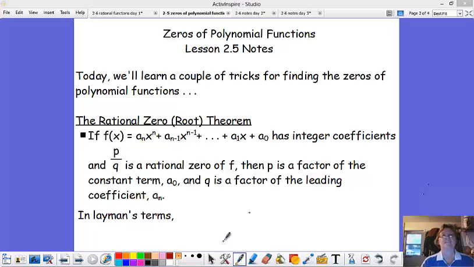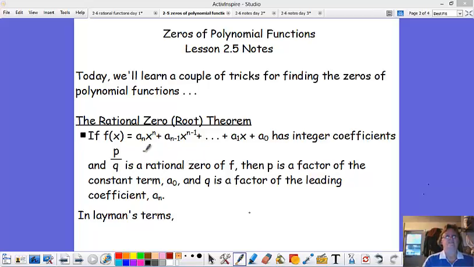Hi, welcome to Lesson 5 or Section 5 in our chapter on polynomials. Today we're going to add a couple more tricks for finding zeros of polynomial functions, and the tool that we're going to use today is called the rational root theorem. If you look at the statement of this theorem, it looks kind of odd.